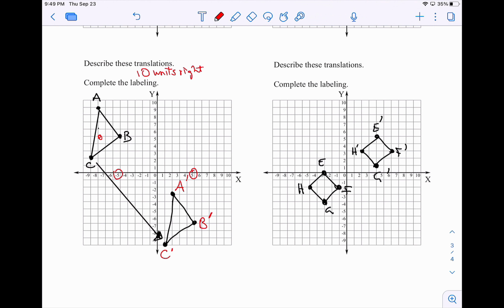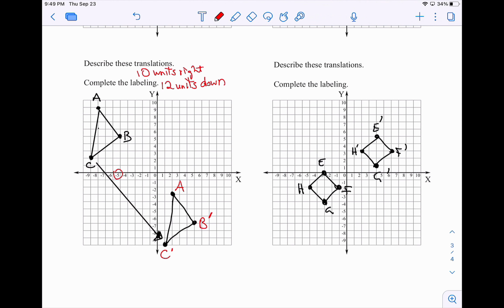Now for the up or down movement, we're going down, but we start on the 5, and we went down to a -7. So 5 and 7 is 12. 12 units down. Again, we can count that if we want. 10 and 12, as expected.